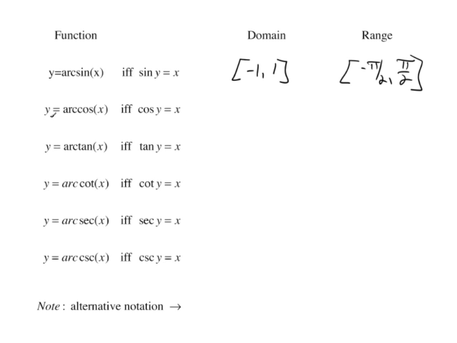Now the function y equals arc cosine of x, that's true if and only if cosine of y is equal to x. Again, that's just a basic definition of an inverse function. Now the domain will be the range of cosine, which again is negative 1 to 1. But the range is going to be the domain of cosine. And if I restrict cosine to be between 0 and pi, I will get a one-to-one function.